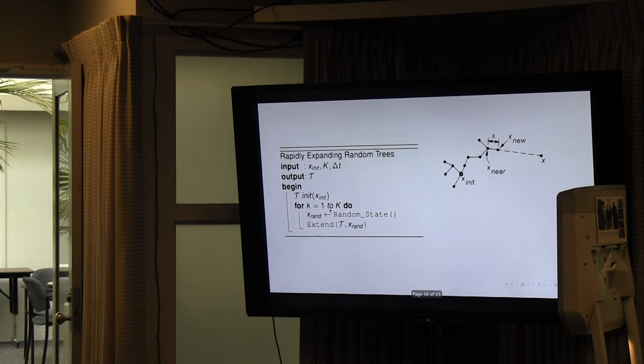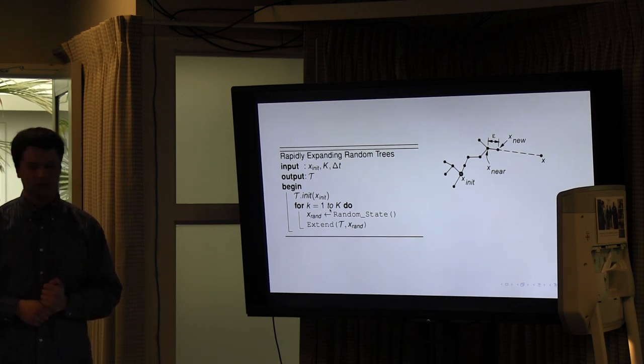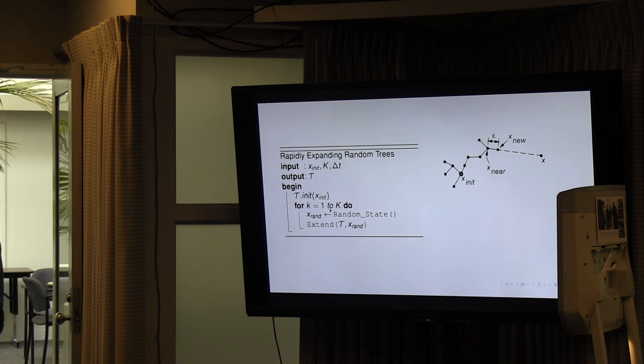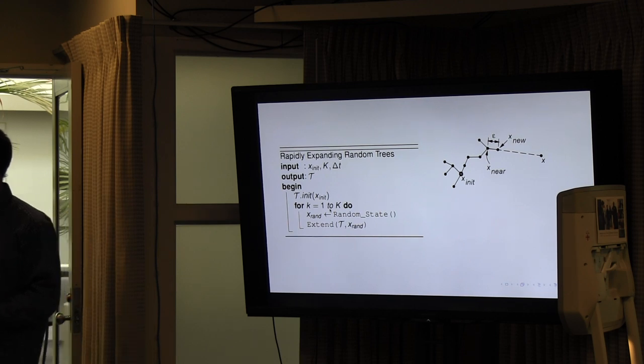So now we sort of introduce this concept of rapidly expanding random trees. I just gave away the punchline. So the problem is that when we're trying to compute things through configuration space, there's a lot of different things you have to calculate, and you also have to do the inverse kinematics. But now, say you want to move from position A to position B without hitting the can or without hitting a person, how do you plan around that?